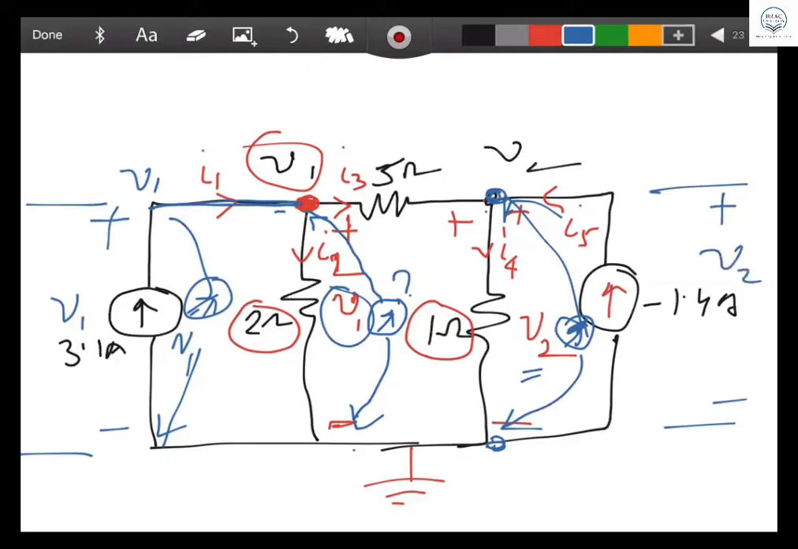Now if I ask you what is the voltage across, if you connect the voltmeter here across the 5 ohm resistor, what is the voltage across the 5 ohm, if the current flow direction I3 is this way?